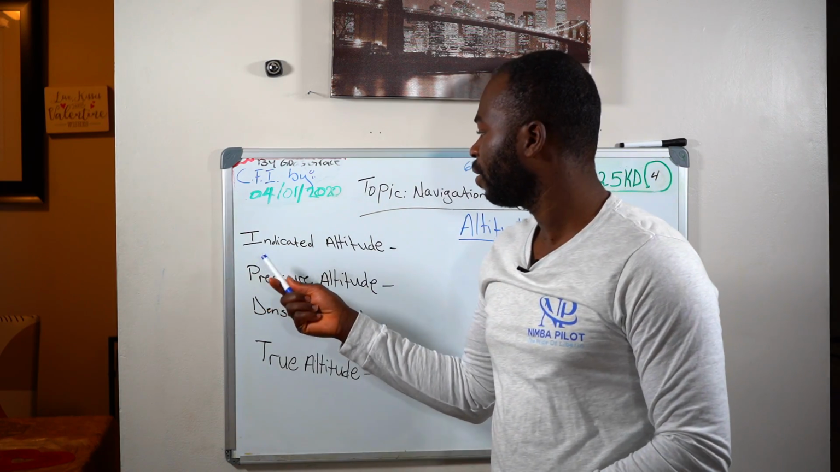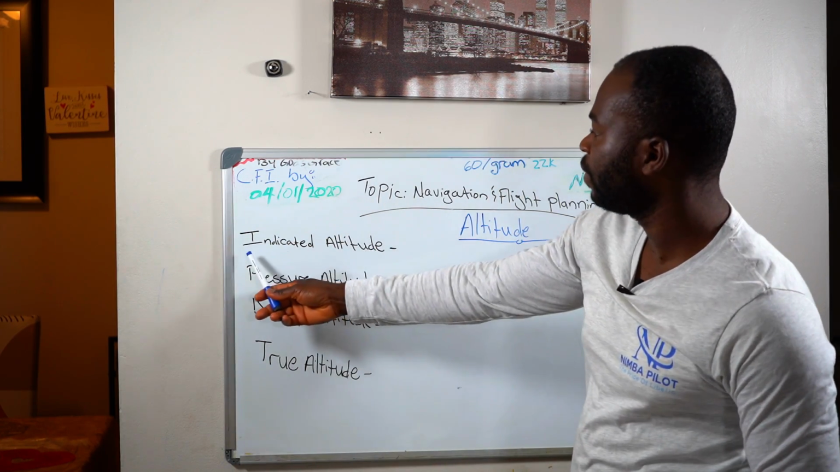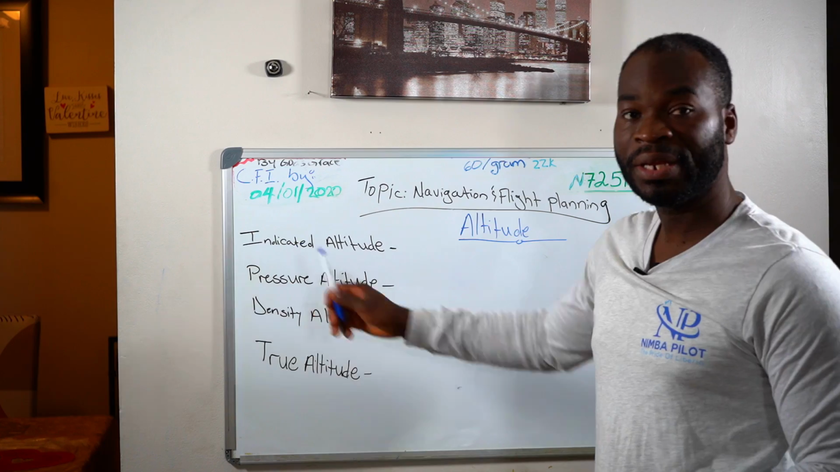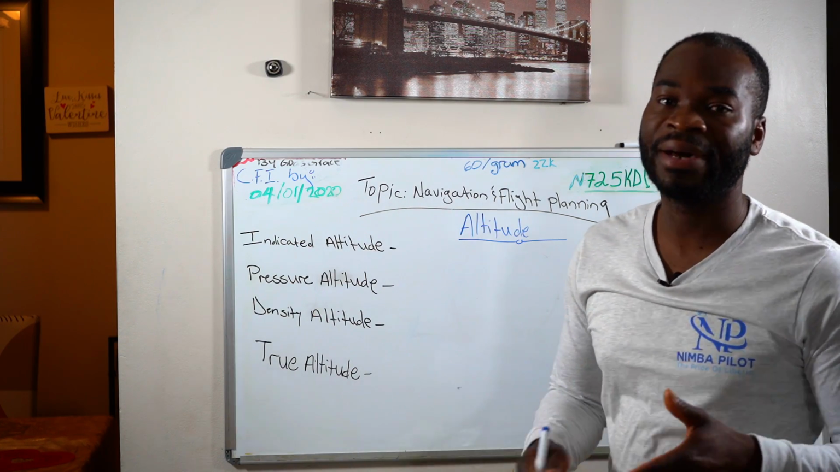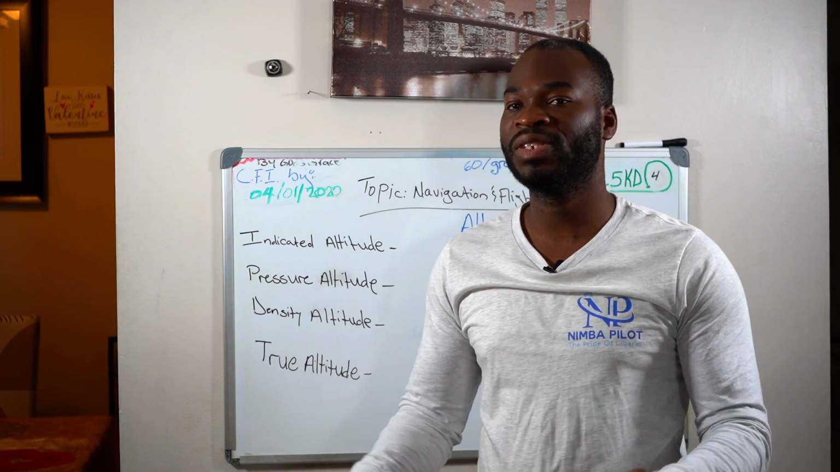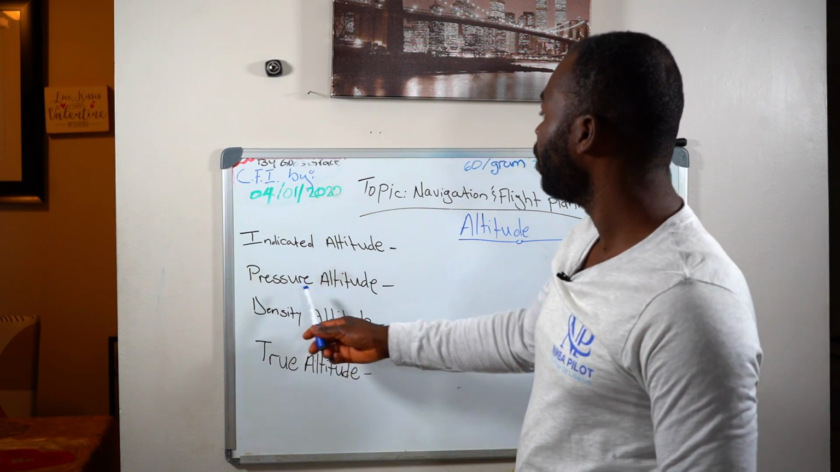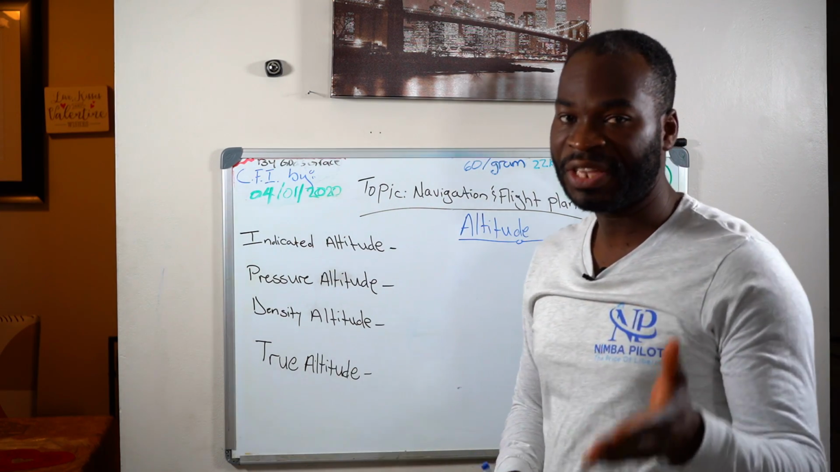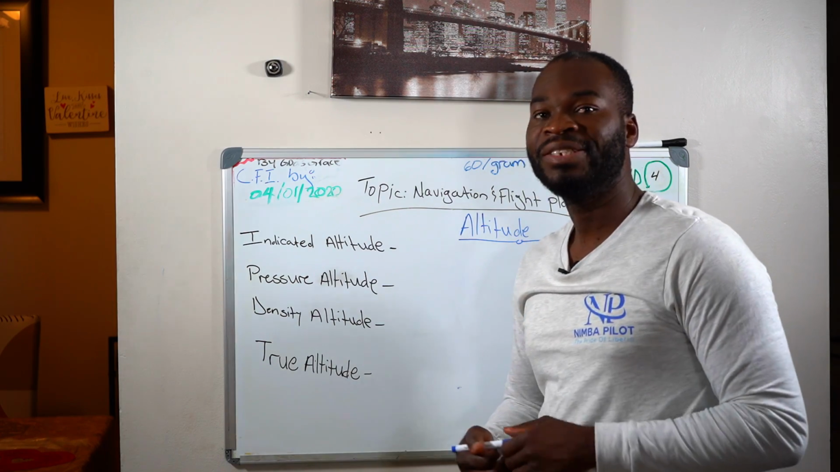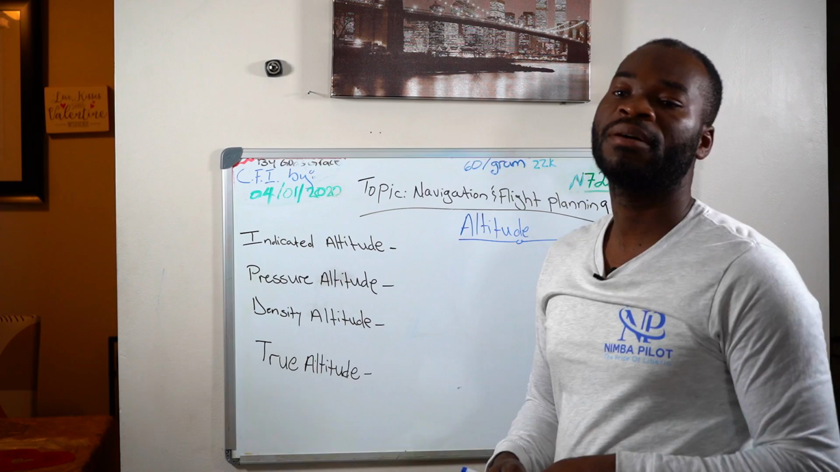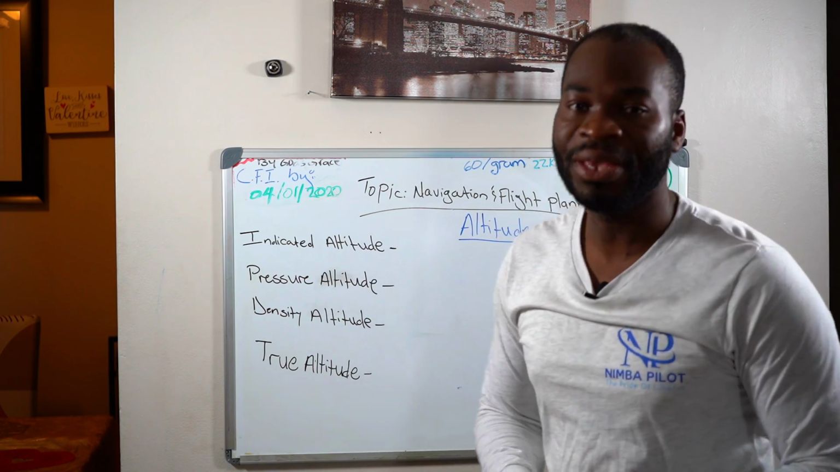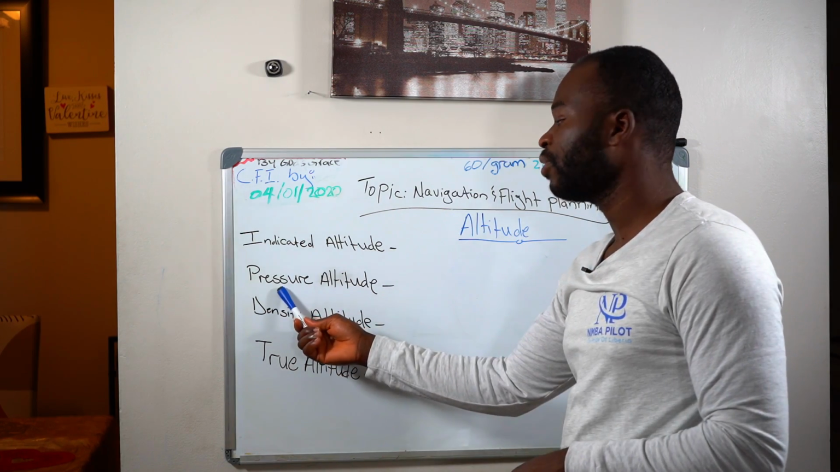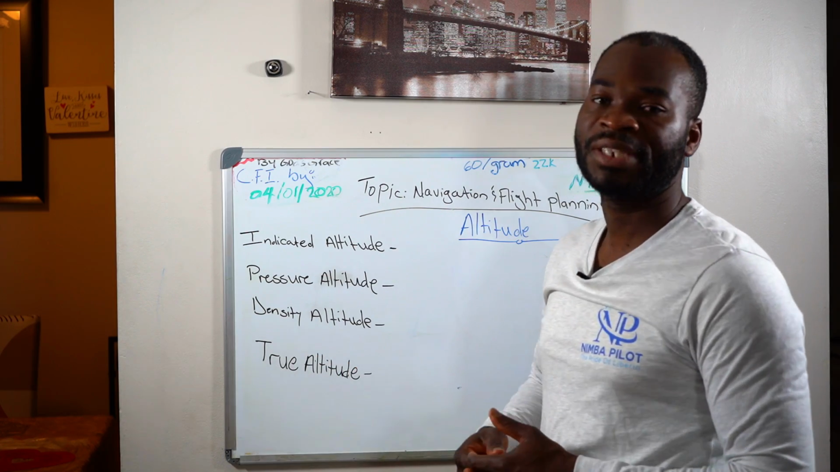All right, the first altitude we will be talking about is indicated altitude. Indicated altitude is the altitude you read directly off of your altimeter when you dial in the current altimeter setting. Next, pressure altitude. Pressure altitude is the height above the standard pressure of 29.92 inches of mercury. The next term is density altitude. Density altitude is pressure altitude corrected for non-standard temperature.